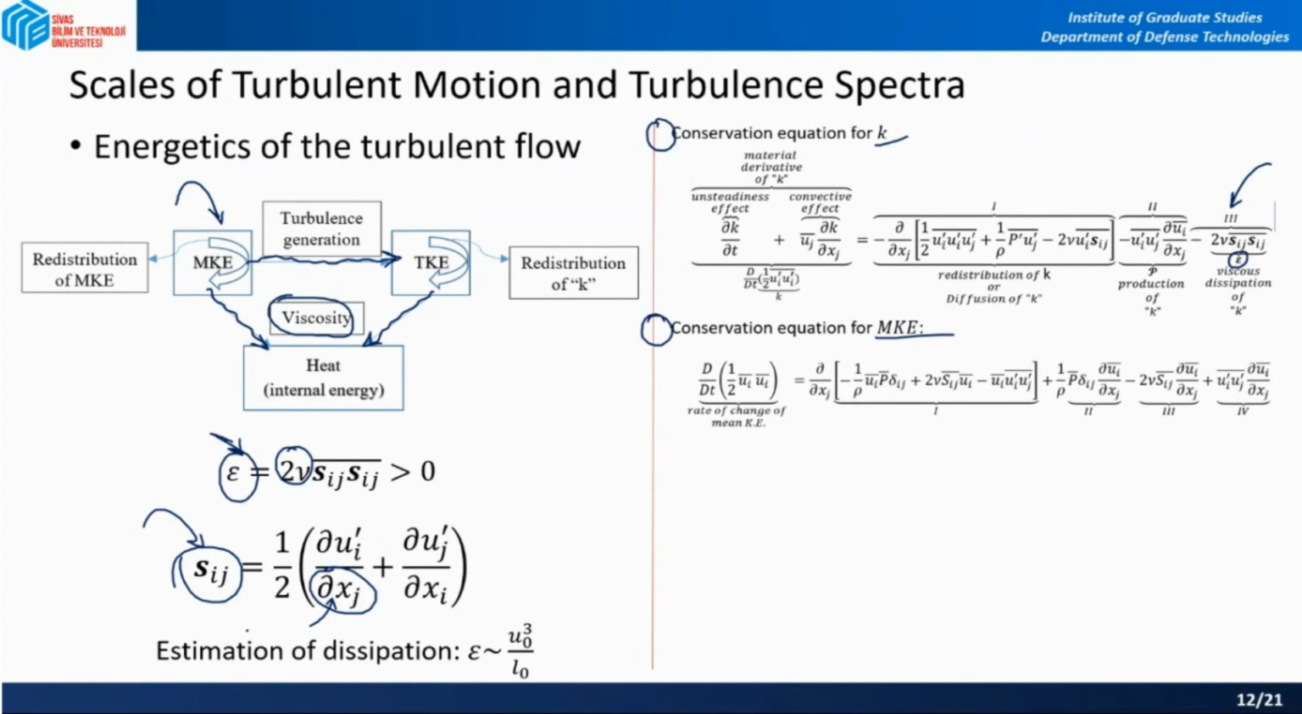So this is directly measuring and directly saying the value of epsilon, but estimation of dissipation is something else. You remember that we said it is in the order of U0 cubed over L0, and that was just an order of magnitude, not the exact value. So it could be, for example, 100, 150, 190, 200, and so on.